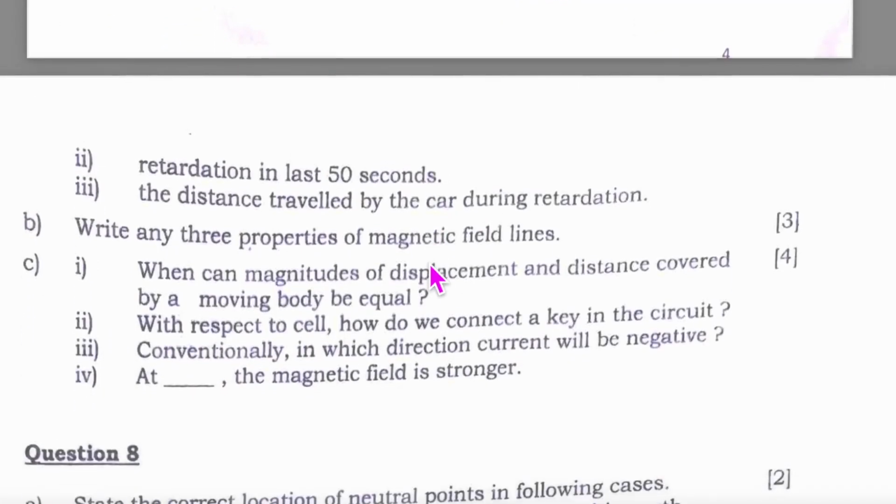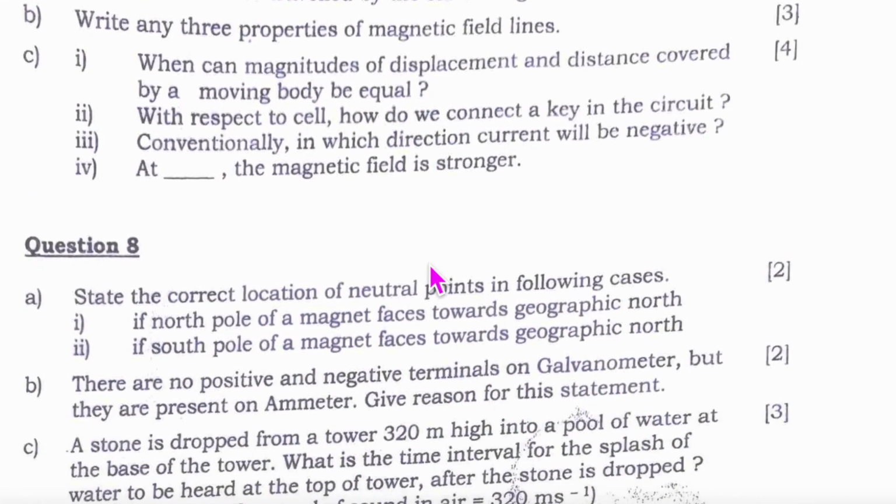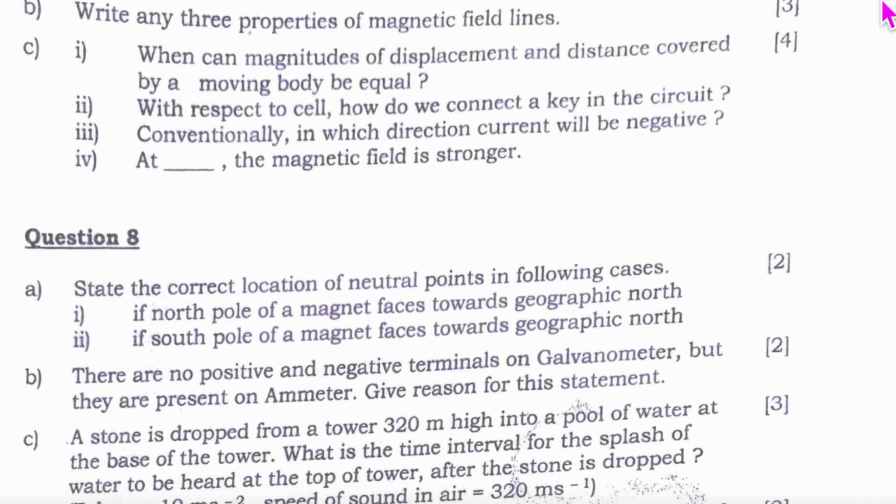So we have finished with question number 7 A. Now can you see over here? B part I'll have to give you for homework, no? Yes, ma'am. Right over there, 3 properties of magnetic field line.